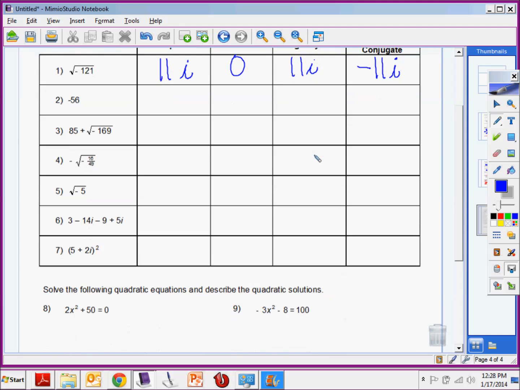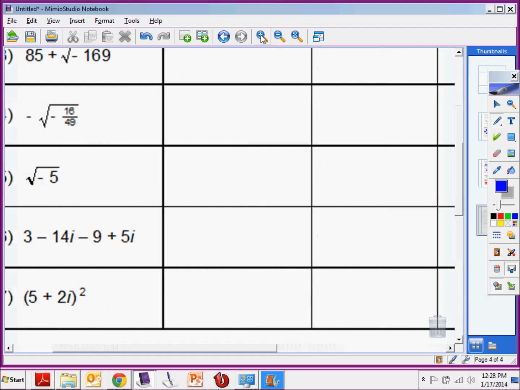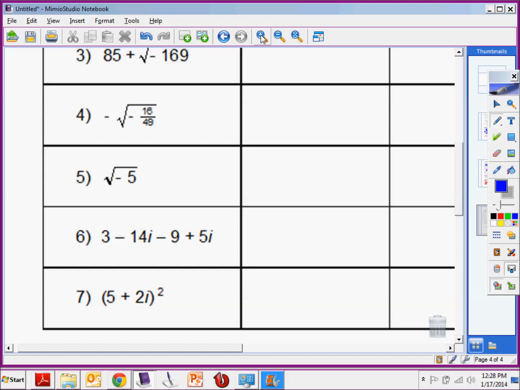Alright, I wanted to do 4 with you, so let's go to 4. On 4, it says a negative times the square root of a negative 16 over 49. So on this one, I know that I have this negative on the inside. How do I take that negative out? I put an i on the outside. So now I have negative i, and on the inside I'm left with the square root of 16 over 49.